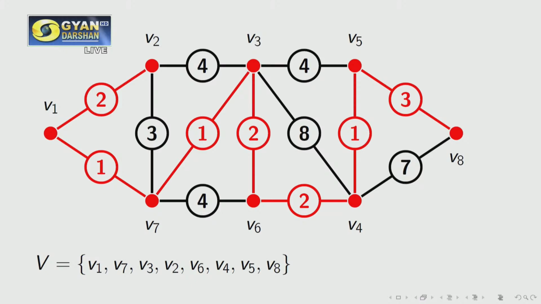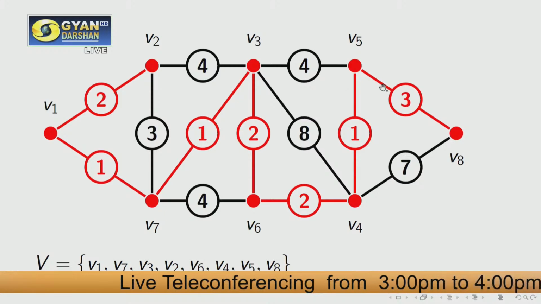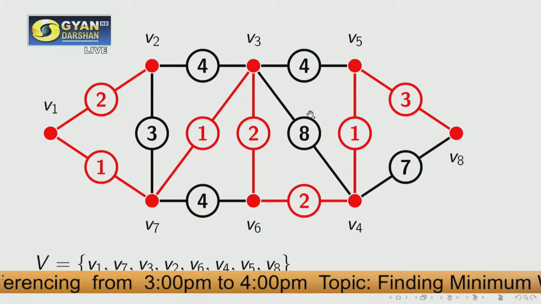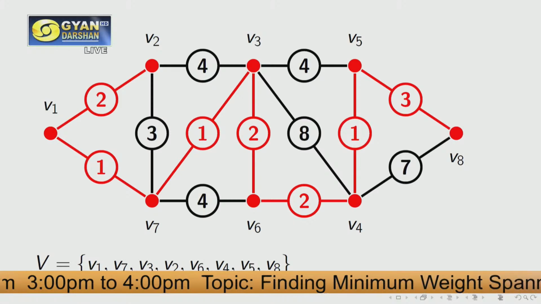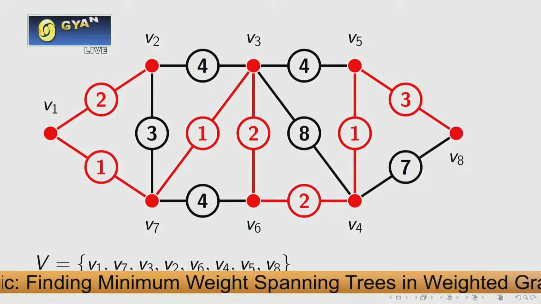So this is the output of Prim's algorithm. The tree that we have got has the edges V1, V2, V1, V7, V7, V3, V3, V6, V6, V4, and V4, V5 and finally V5, V8. So you could see how the construction differs drastically from Kruskal's algorithm.